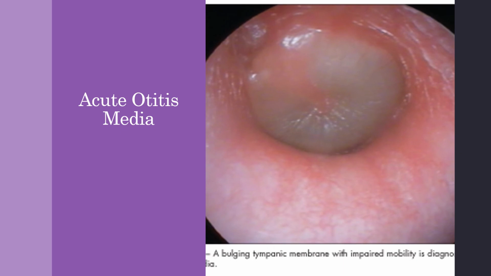This might be what an acute otitis media looks like. So this is a middle ear infection, which is really, really common in kids. You're going to see that the tympanic membrane just looks really, really angry. Looks like it's about ready to explode here.